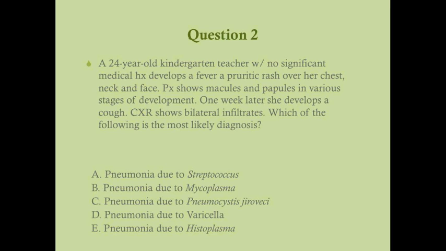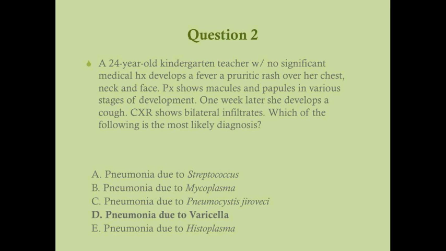Alright, and the answer here is D, pneumonia due to varicella. So you can get pneumonia from varicella, and that's likely in this patient because she has symptoms of chickenpox, and she's also around children who are, frankly, vectors of chickenpox. And generally, we don't treat chickenpox with medication. We usually just let it run its course.